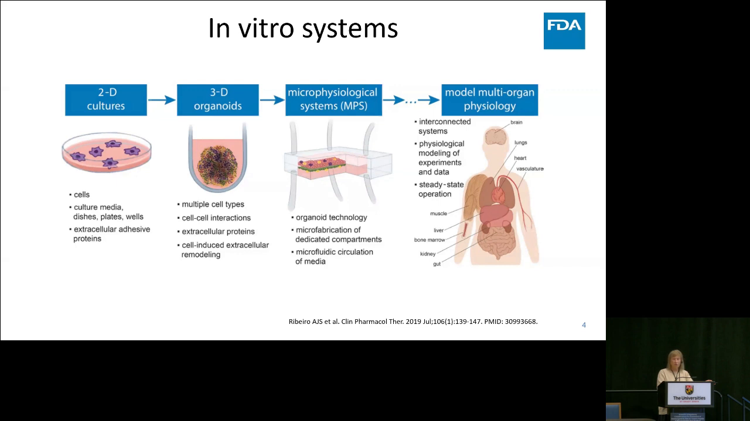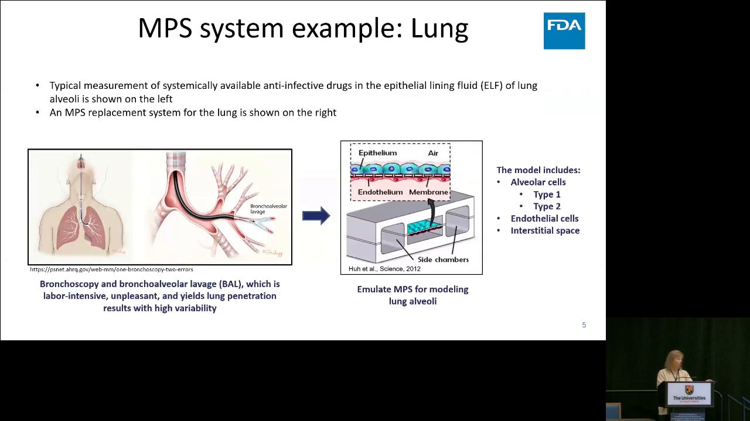Yes, we have lymph nodes, yes, we have spleen, but the immune system occurs all throughout the body, and so it does make it difficult to incorporate. But that doesn't mean that this may not be a useful tool. So I'm going to use the lung as an example, because it's easy to visualize.